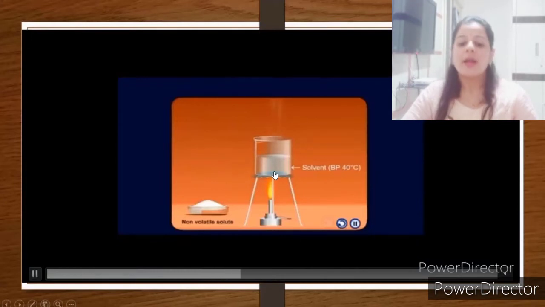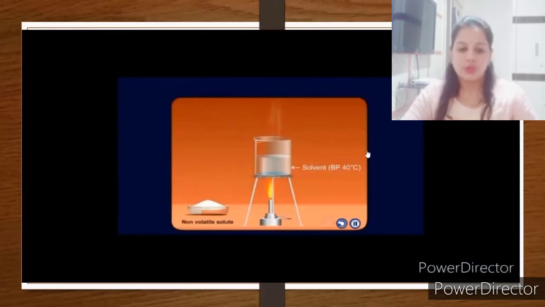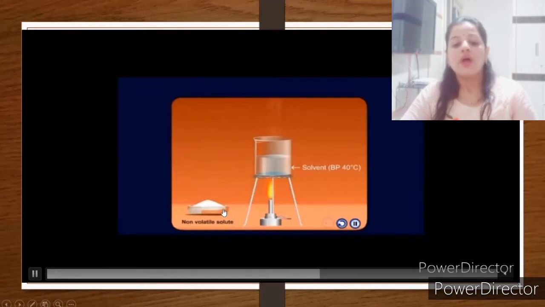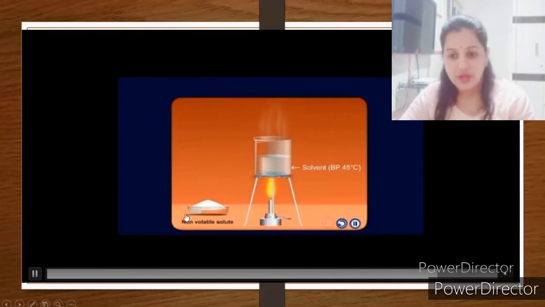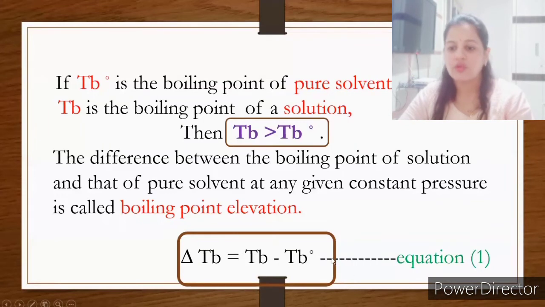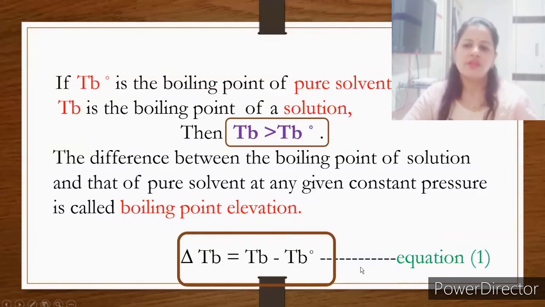Okay, now I am adding a non-volatile solute to it. After adding a non-volatile solute, the boiling point will be raised. The boiling point will not be 40 degrees, but it will be some 42 or 44 degrees Celsius. This is nothing but the boiling point elevation. Now the boiling point has become 45 degrees Celsius. So this is a simple video to show how the boiling point elevation takes place.